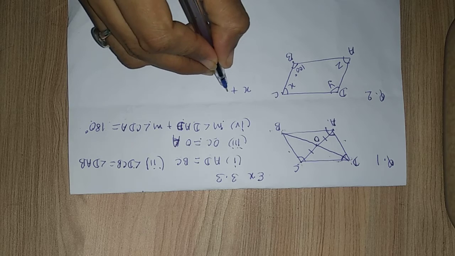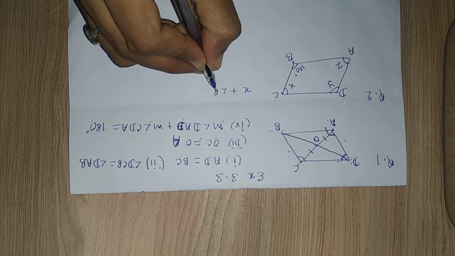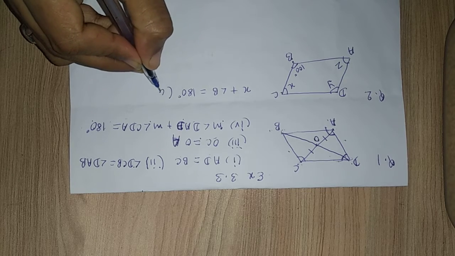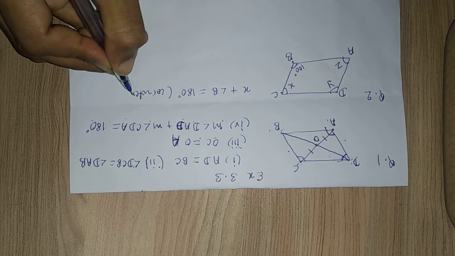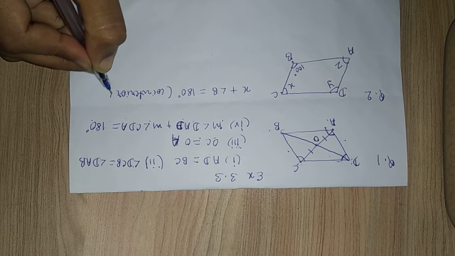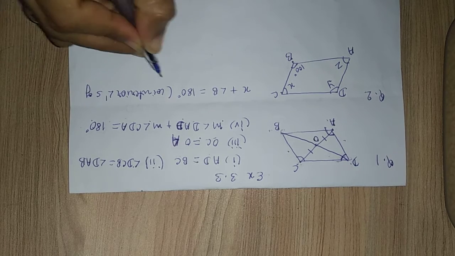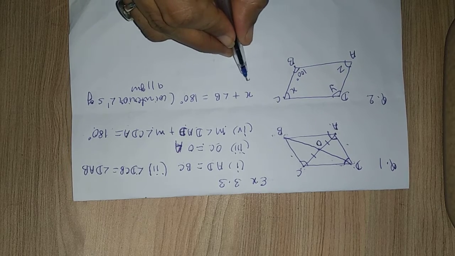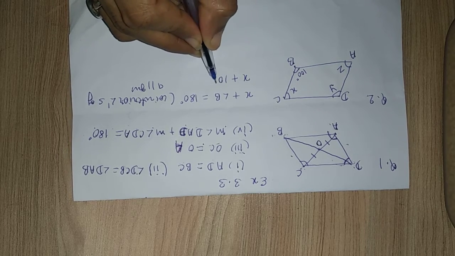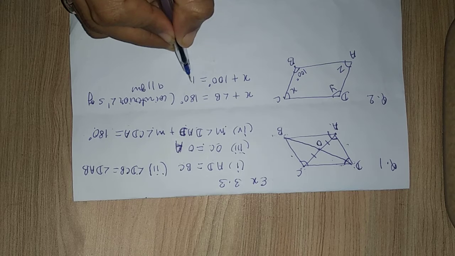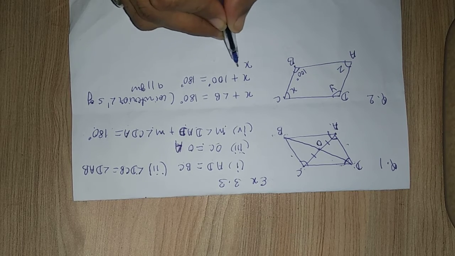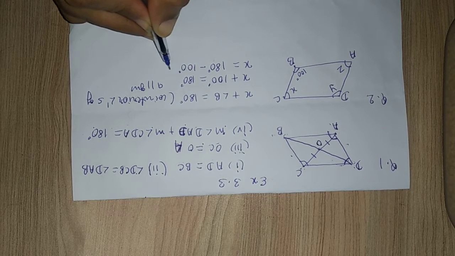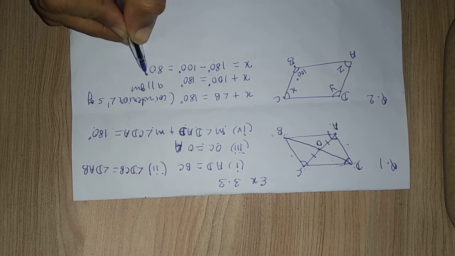x plus angle B is equal to 180 degrees, co-interior angles of a parallelogram. So the value of angle B is 100 degrees. So x plus 100 degrees is equal to 180 degrees. So x is equal to 180 degrees minus 100 degrees, that is 80 degrees.